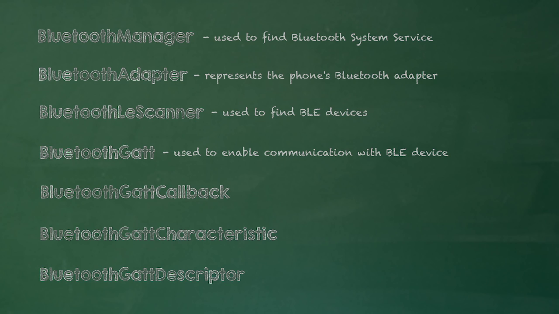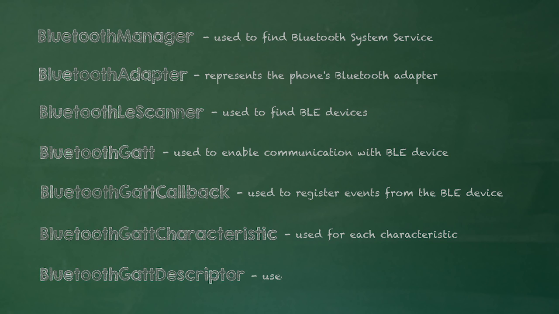Bluetooth GATT Callback is used to register events from the BLE device, such as connection state changes and new data available. Bluetooth GATT Characteristic is used for each of the characteristics contained in the BLE device's profile. Bluetooth GATT Descriptor is used for the additional characteristic attributes. In our case, it will be used to contain the notification descriptor for the CapSense characteristic.